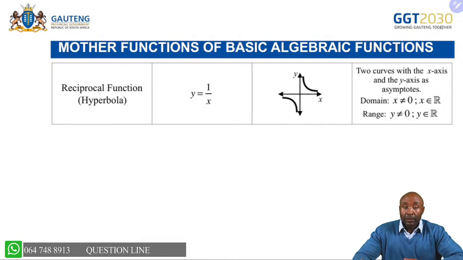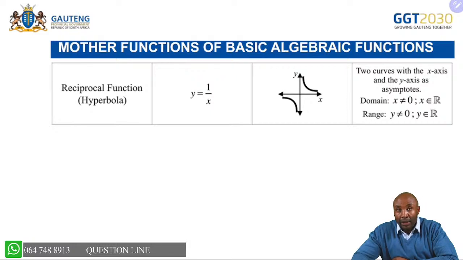And then we have the reciprocal, also known as the hyperbola, given by y is equal to 1 over x. Now, this will have two curves, and we introduce another concept of asymptotes. Where the graph is not defined, the graph will get as close as possible, but it will not intersect our asymptotes. We have seen this in the previous grades.